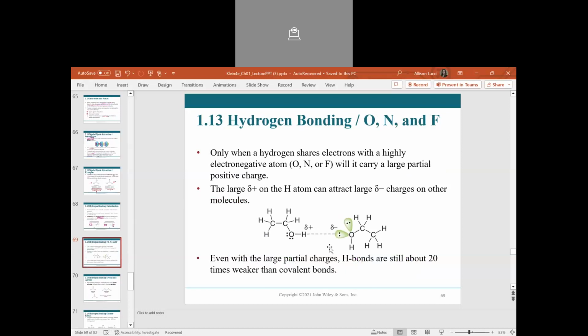So we can see that it doesn't only have to be OH and OH, but we can also have OH and NH if we have mixed compounds. But here we have, again, just an OH-OH interaction that results with this molecule. And note that these hydrogen bonds are still about 20 times weaker than covalent bonds. So we're talking about intermolecular interactions here, not the covalent bond itself. That's an intramolecular interaction. So these are between molecules.